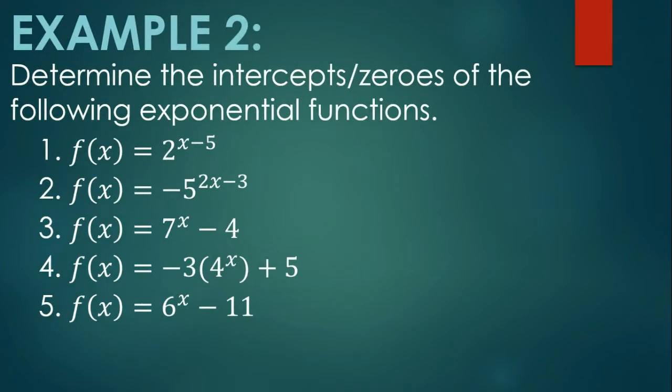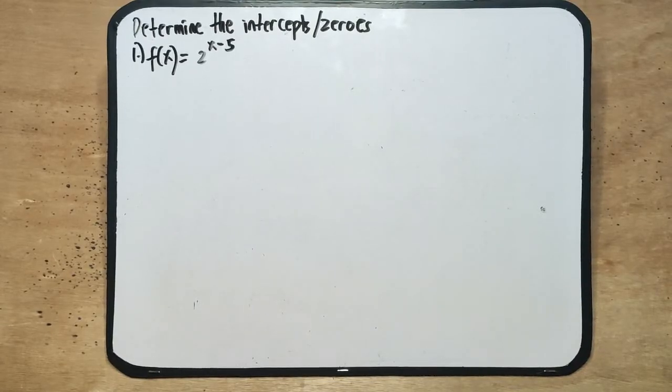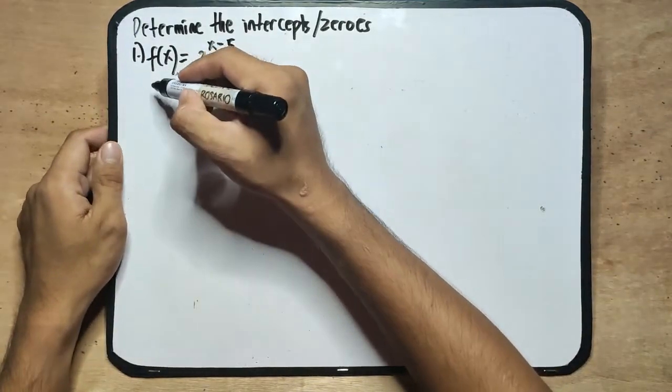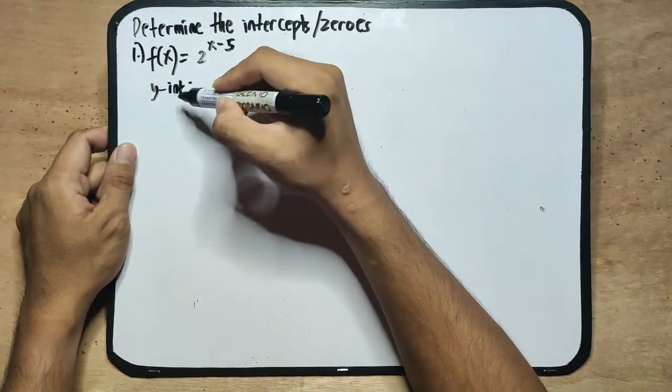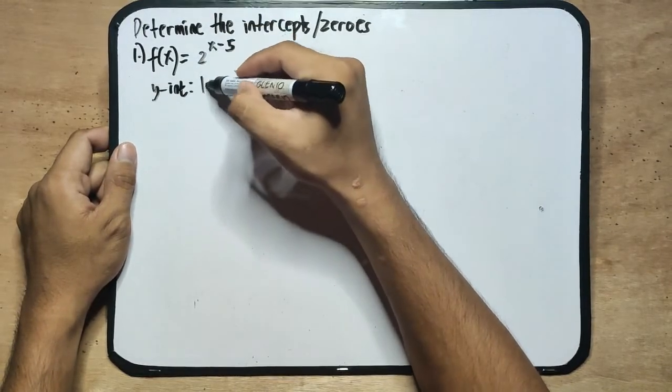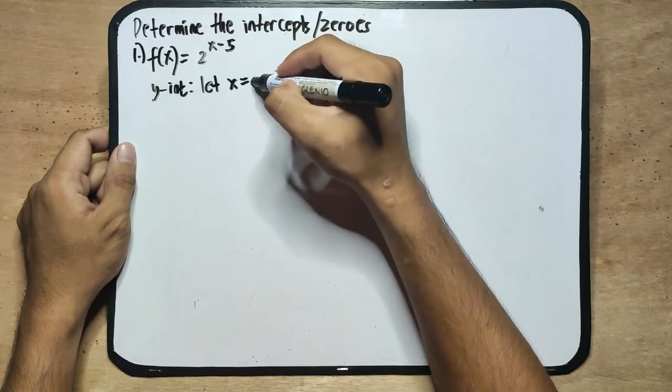Example number 2, determine the intercepts or the zeros of the following exponential functions. For the solution, watch this video. In this example, we determine the intercepts and the zeros of the following exponential functions. The first one, we have f of x is equal to 2 raised to x minus 5. So let's try to identify first the y-intercept. So for us to obtain the value of the y-intercept, we let x be equal to 0.